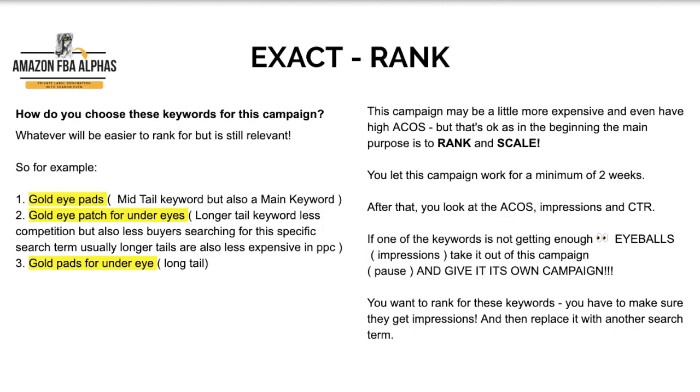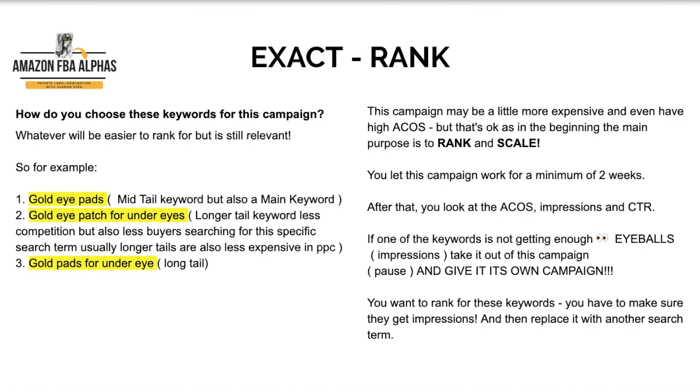How do you choose keywords for this campaign? Whatever will be easiest for you to rank on, but is still relevant. For example, gold eye pads is a mid-tail keyword, but also a main keyword. Gold eye patch for under eyes is a longer tail keyword, it's less competitive, but it also has fewer buyers searching for it, and usually longer tails are also less expensive. We spoke about that earlier. Gold pads for under eye is a longer tail.